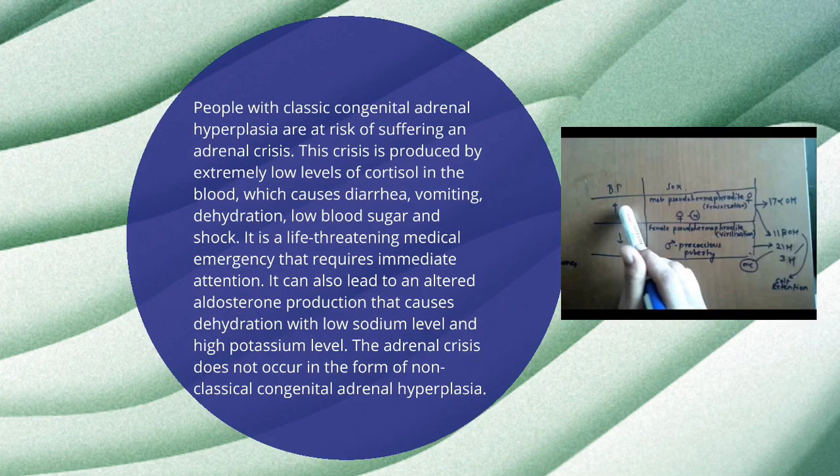It can also lead to low aldosterone production, which causes dehydration with a low sodium level and high potassium level. The adrenal crisis does not occur in people with non-classic congenital adrenal hyperplasia.